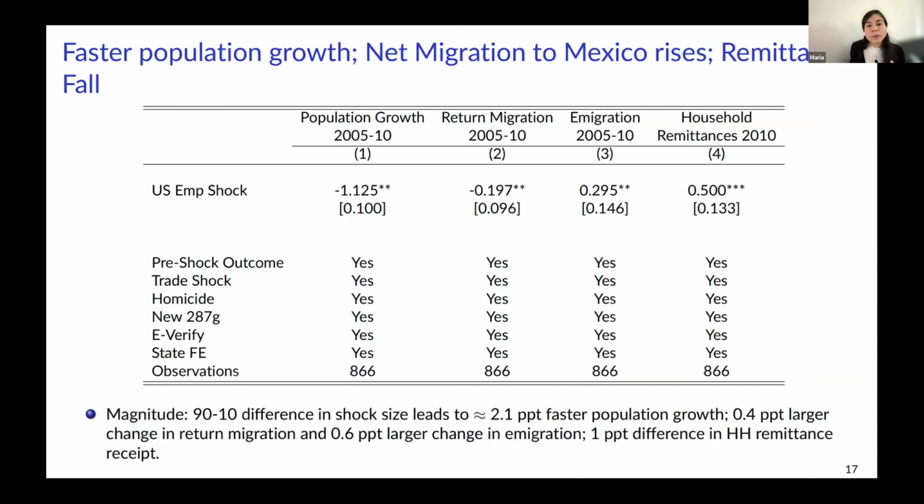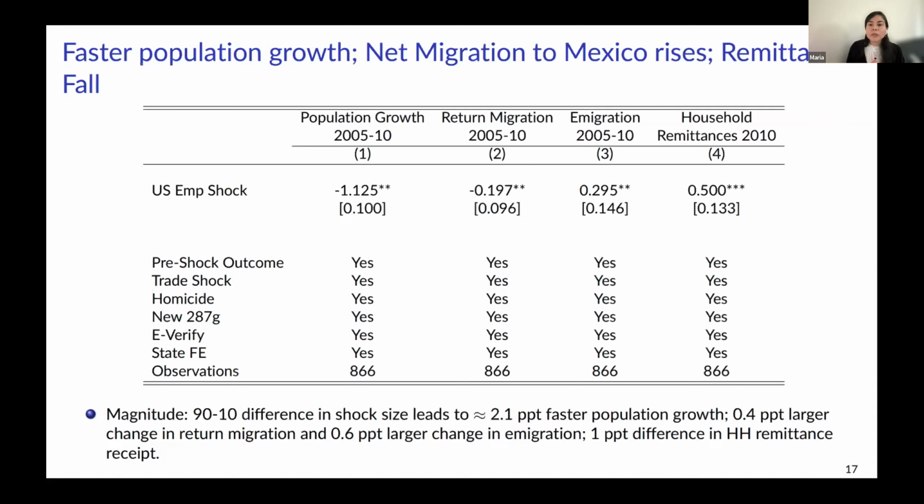Then we also measure effects on return migration and immigration, so columns 2 and 3. And again, you see this negative coefficient that tells us that in these municipios that faced worse shocks, return migration increased. And the positive coefficient for immigration tells us that immigration declined more in these municipios relative to those facing smaller shocks.